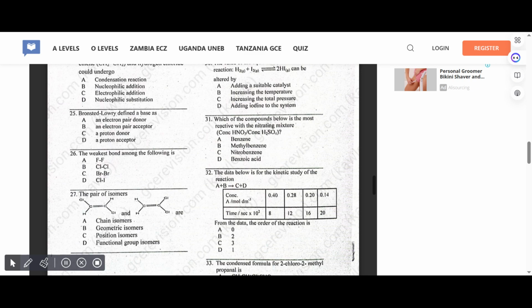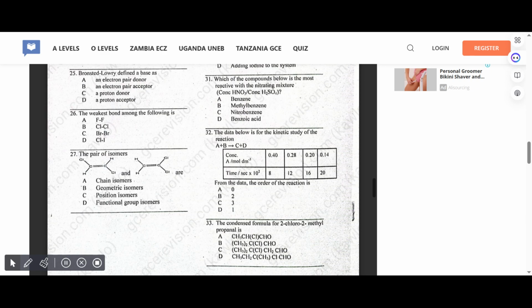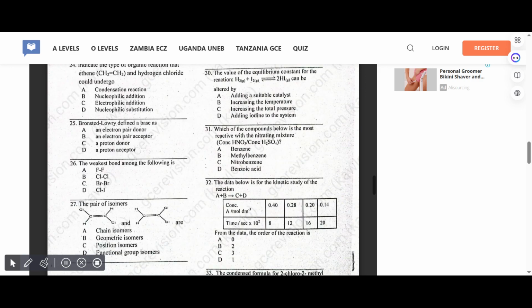Bronsted-Lowry defined a base as, correct answer is C, a proton acceptor. The weakest bond among the following is, correct answer for 26 is C, Br-Br. The pair of isomers, correct answer is B, geometric isomers.